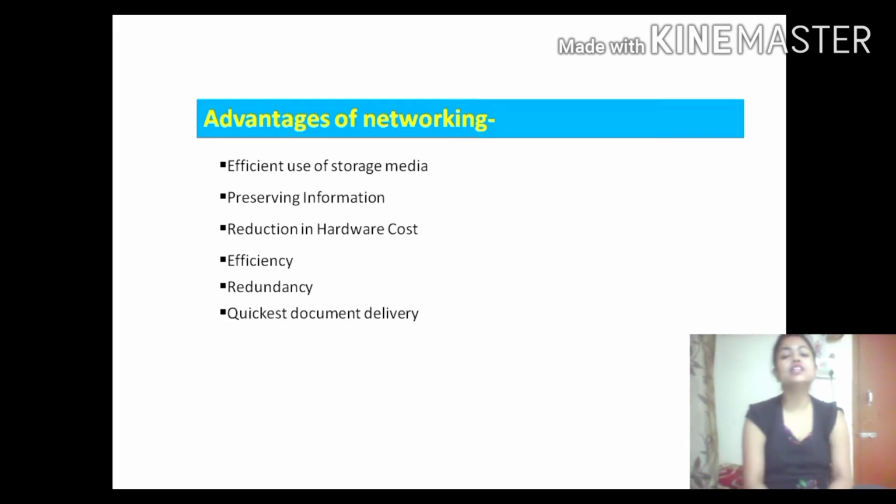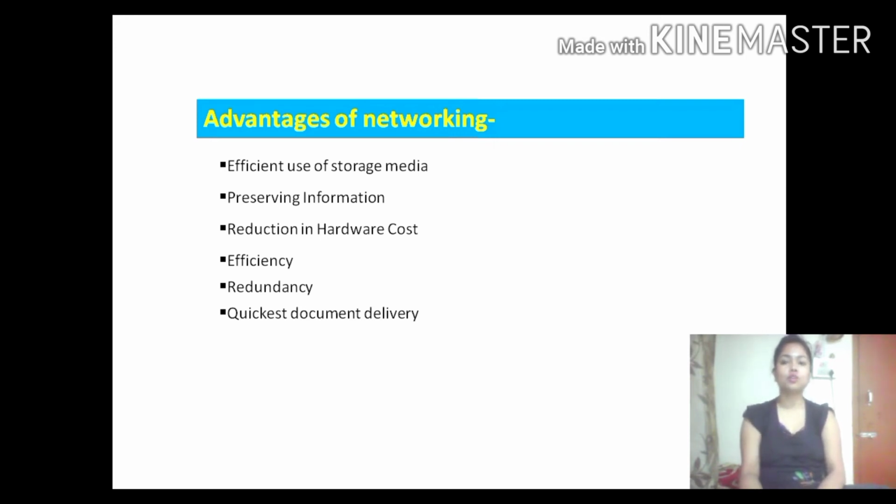And lastly, quickest document delivery. If there is networking, if there is a connection between two computers, we can easily share information. Here I have an image in front of me and my friend is sitting beside me at another computer. If my computer and his computer are connected, then I can send the picture to my friend. Within a second, within the blink of an eye, the picture will move from my place to his place. Correct? So that is quickest document delivery.